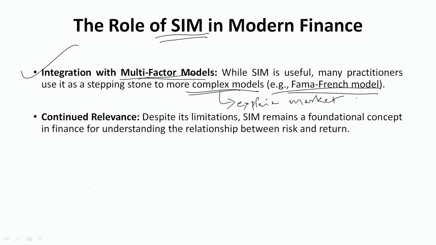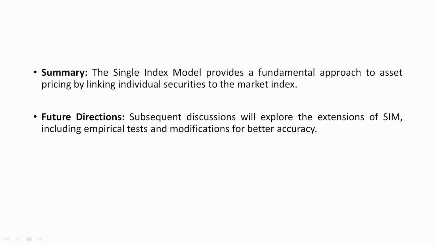And on its continued relevance, it always believes that there is a relationship between risk and return, and whatever is having an impact on these two could be incorporated at any point of time to make it more complex. So the simplicity in itself is going to help the market overall. So in a nutshell, the single index model is considered a fundamental approach to asset pricing, wherein I'm trying to relate individual securities to the market index.